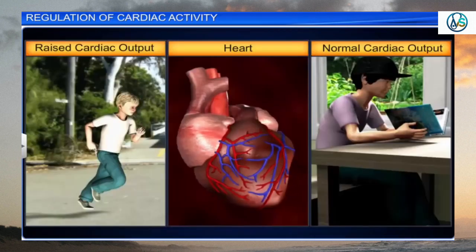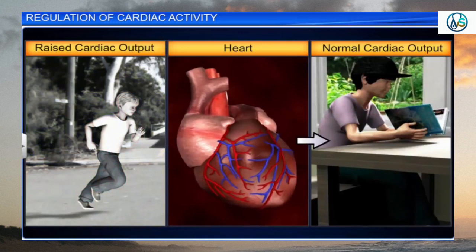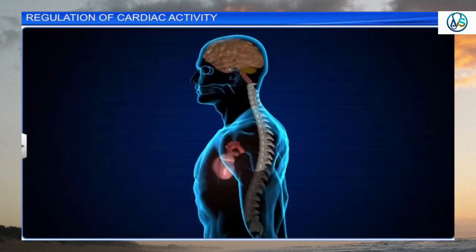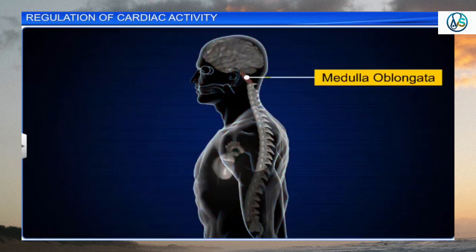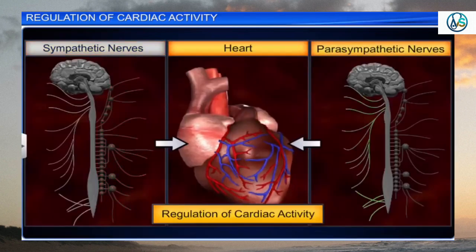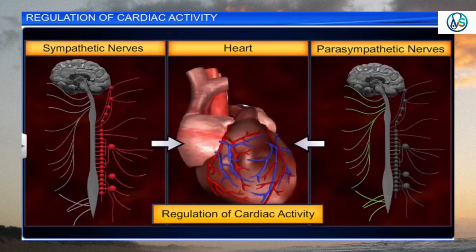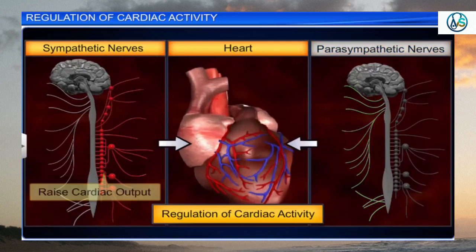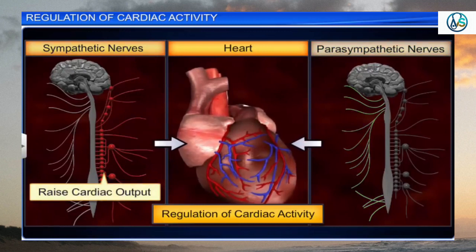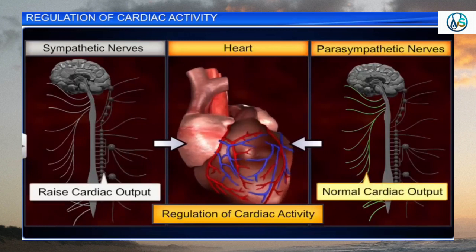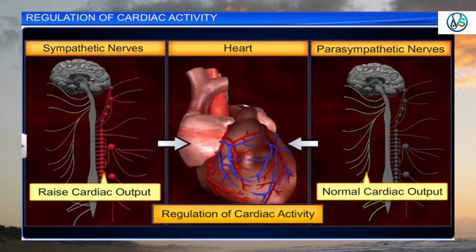Our body has the ability to increase or decrease cardiac output when required. This is because nodal tissues, which induce cardiac activity, are controlled by the medulla oblongata of the brain through sympathetic and parasympathetic nerves of the autonomic nervous system or the ANS. While sympathetic nerves increase cardiac output, parasympathetic nerves act antagonistically to decrease cardiac output and bring it back to normal.